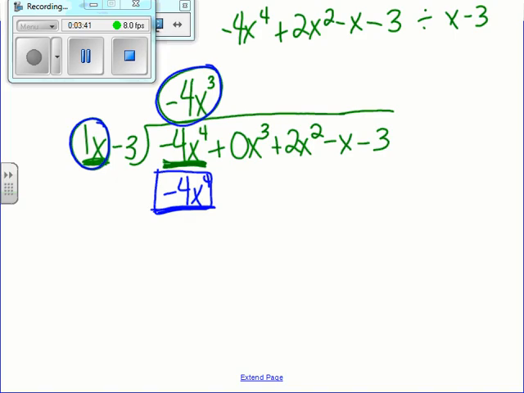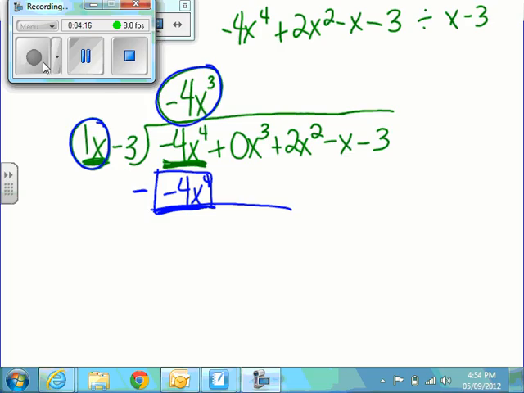What do I normally do in long division, though, when I get to this step? I always subtract, right? So I'm going to put a subtraction sign out front. So if I take negative 4x to the fourth minus negative 4x to the fourth, that's actually going to be 0x to the fourth, or 0 completely. So I'm not actually going to write that because, you know what, I forgot. I guess I'll just go back.